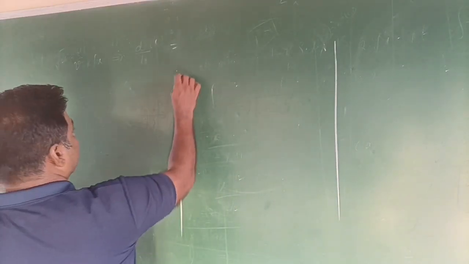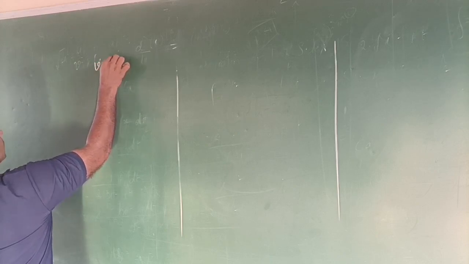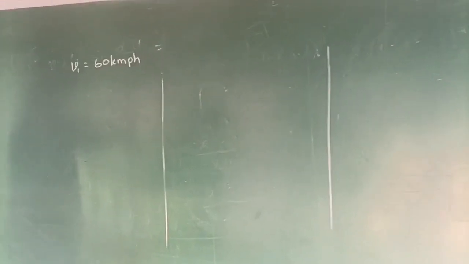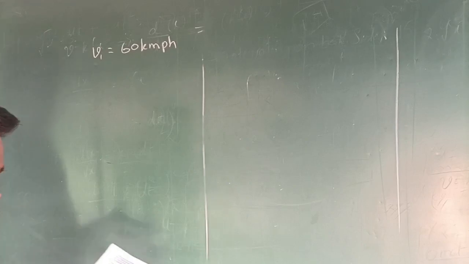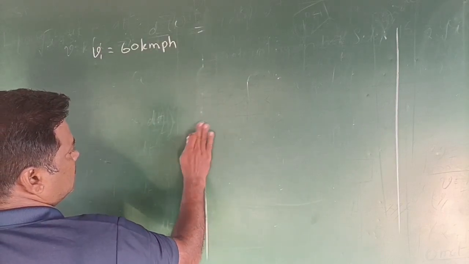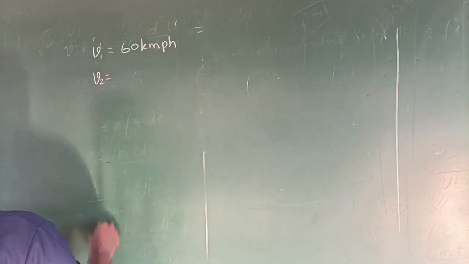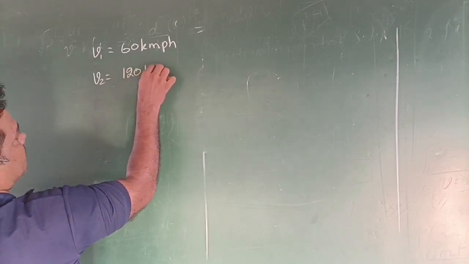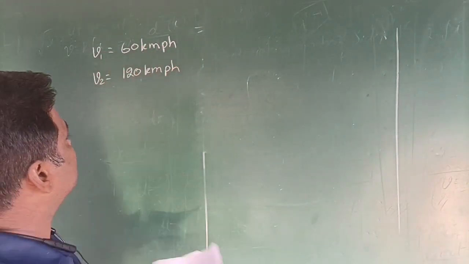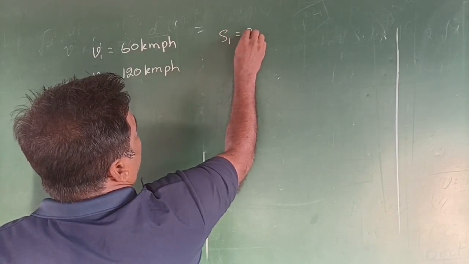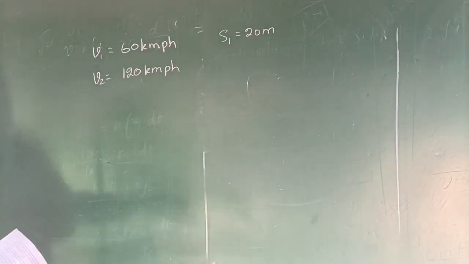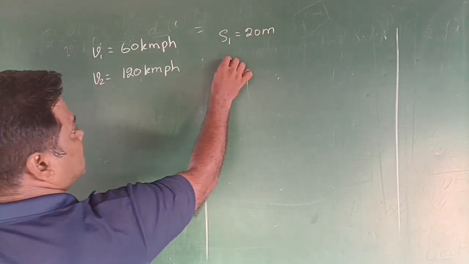What is given? Velocity v1 is equal to 60 kmph, kilometer per hour. No need to convert into meters per second, because it is going to be cancelled. And the velocity is doubled, that is v2 is equal to 120 kmph. While it stops with this velocity, it covers a distance or displacement of 20 meters. In the same way, if its velocity is doubled, how much distance does it cover?